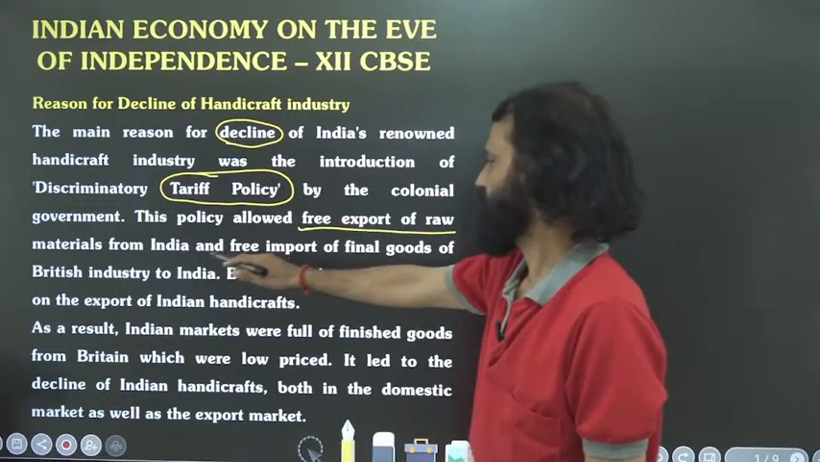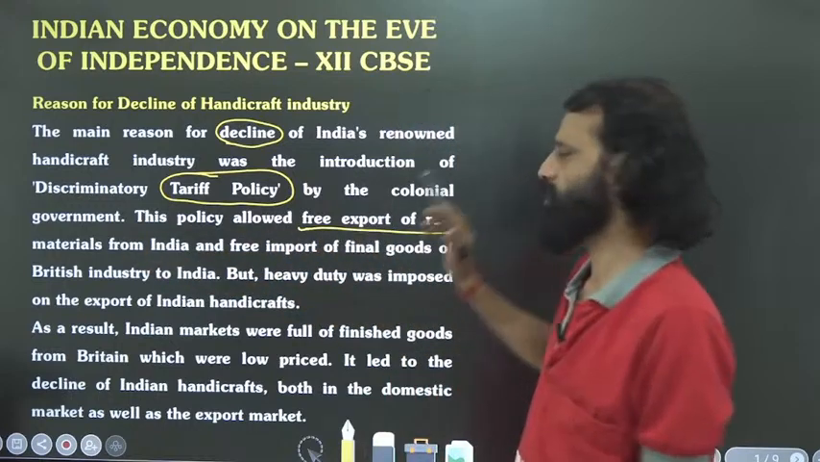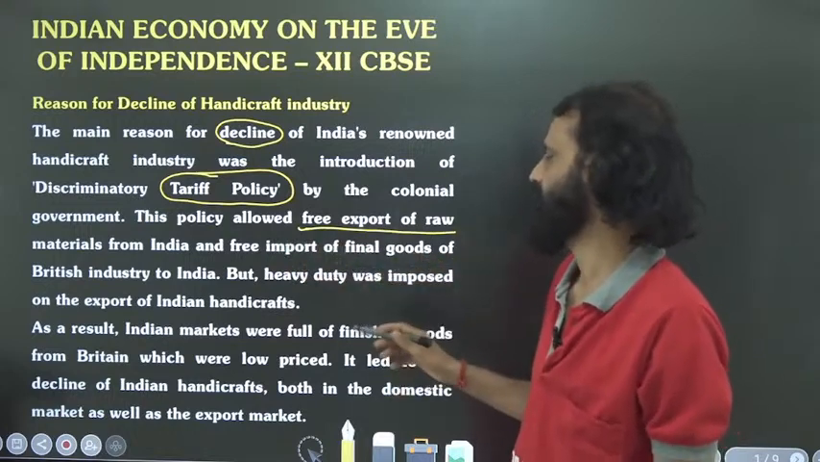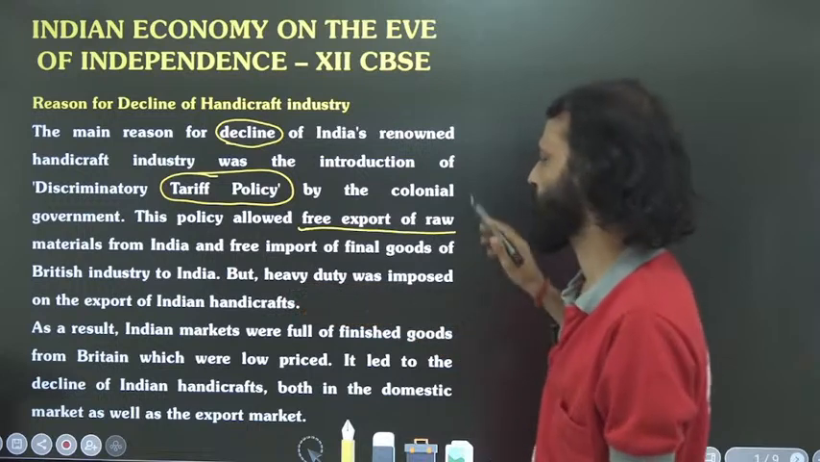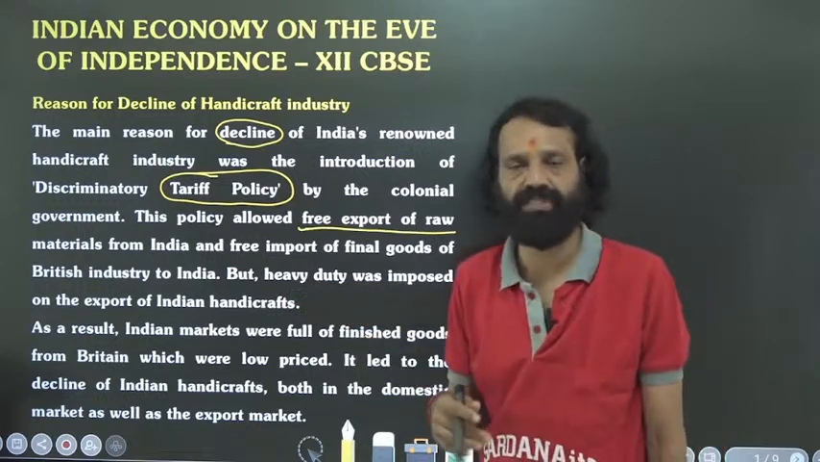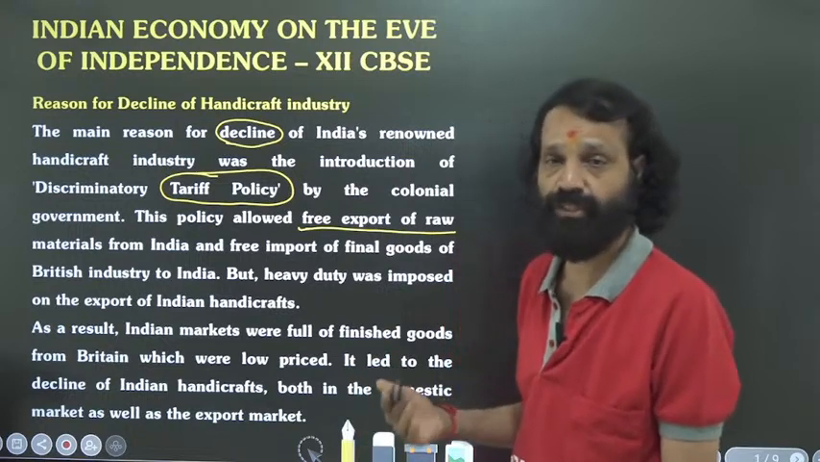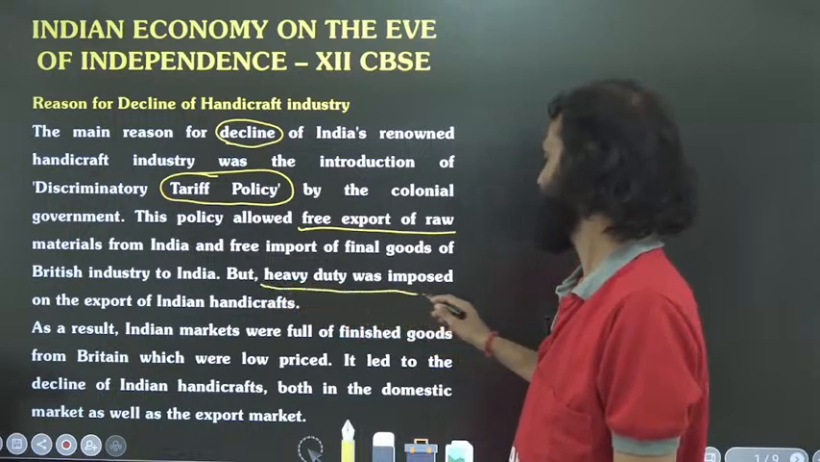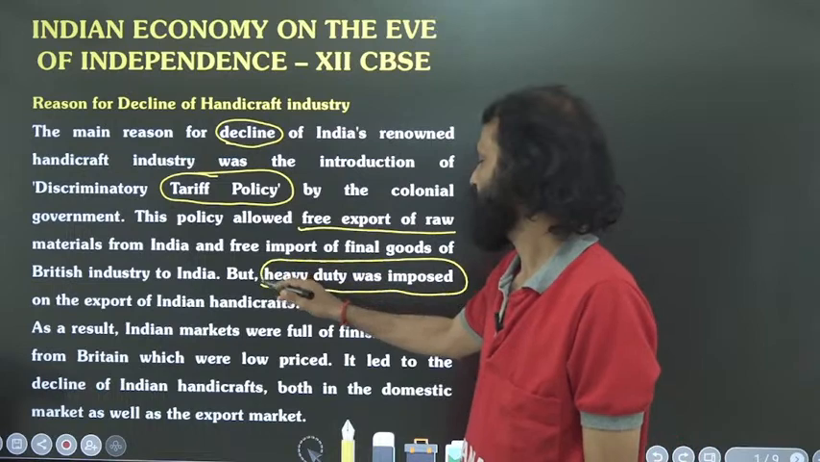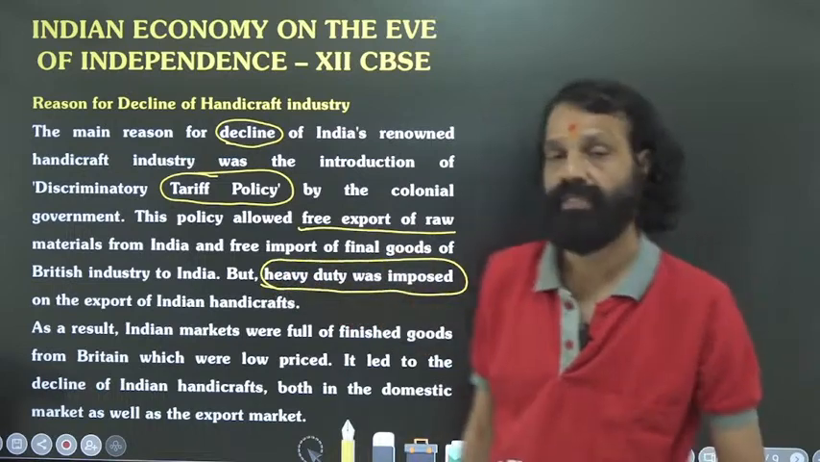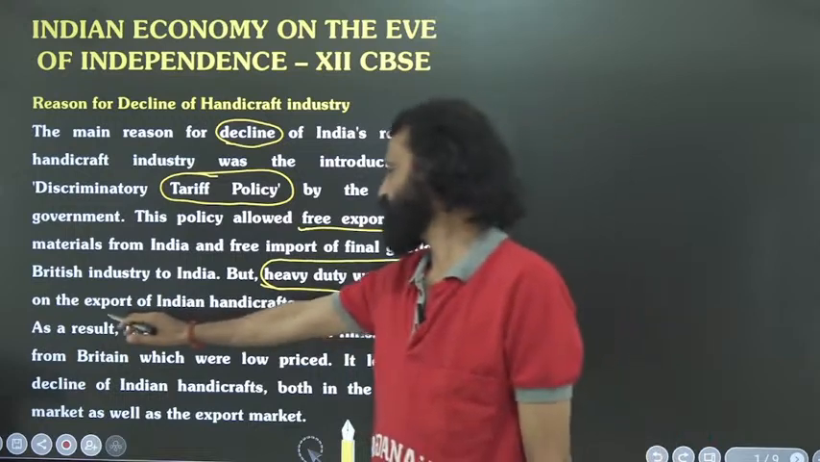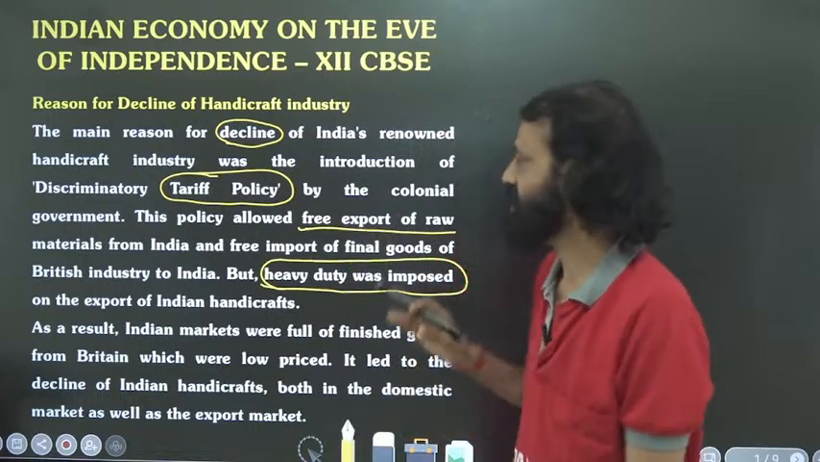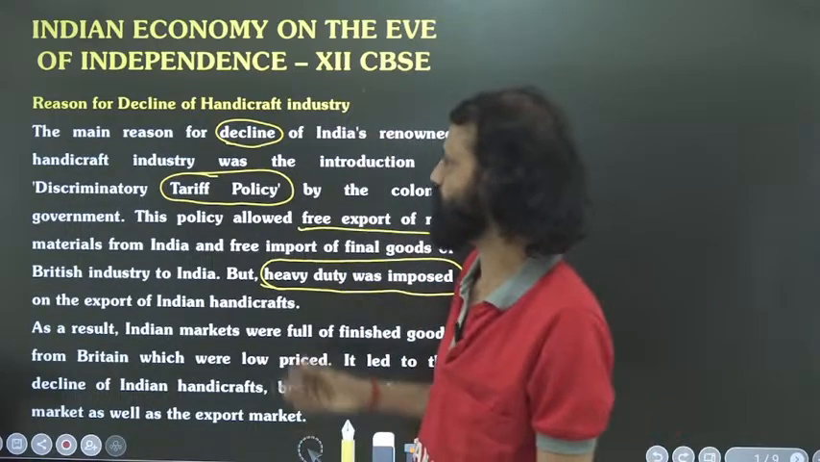Okay. Then what happened? There was free export of raw materials from India and free import of final goods of British industry to India, but heavy duty was imposed on the export of Indian handicrafts. They didn't allow free export from India. They imposed heavy duty, meaning tax, on the export of Indian handicrafts. So, it destroyed India's handicrafts industries. These points you need to remember.